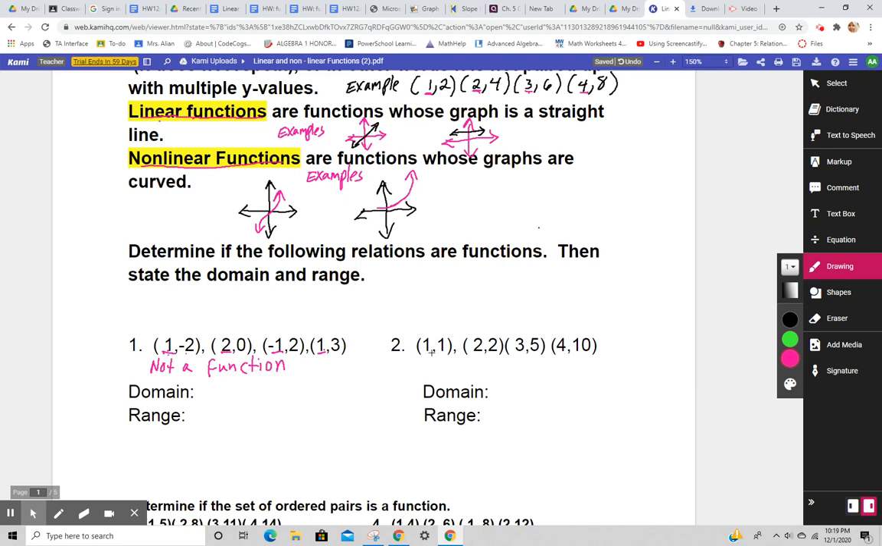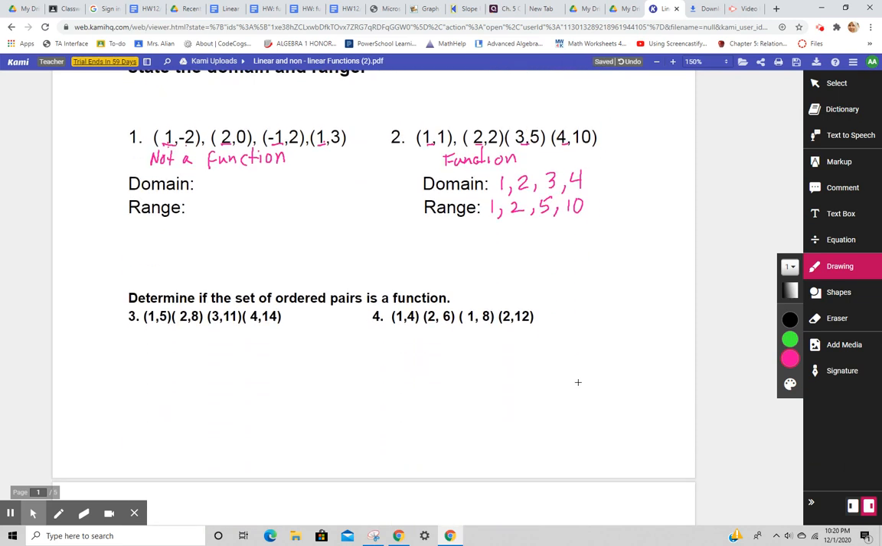Let's see if this is a function. Okay, I'm looking at the x values, and none of them repeat. This is a function. If it is a function, then list the domain. The domain is just basically the x value, so that would be 1, 2, 3, and 4. The range, that's just the y values. So that would be 1, 2, 5, and 10. That's it. All right, let's look at some more examples.